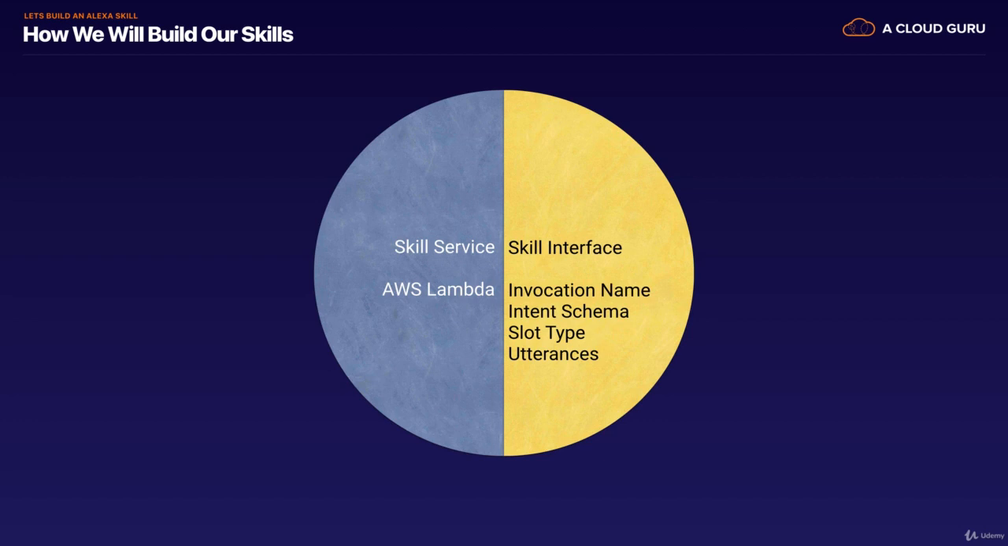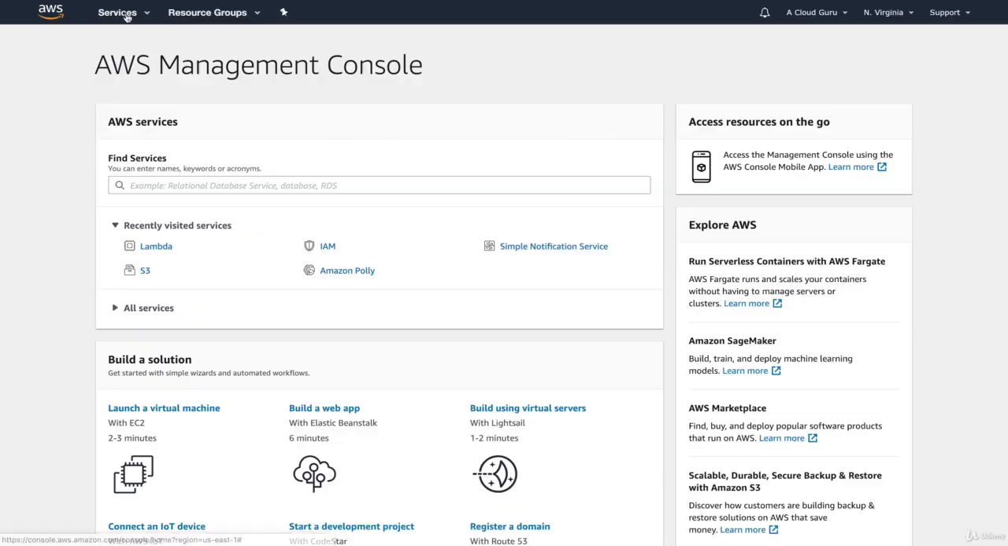Again, we do have an Alexa course on the Cloud Guru platform. You may want to go check that out, where we start doing deep dives into all this. But in this one, we're going to build a very simple skill. So this is a lab, and you will need to log into the AWS console. Okay, so here we are in the AWS Management Console.